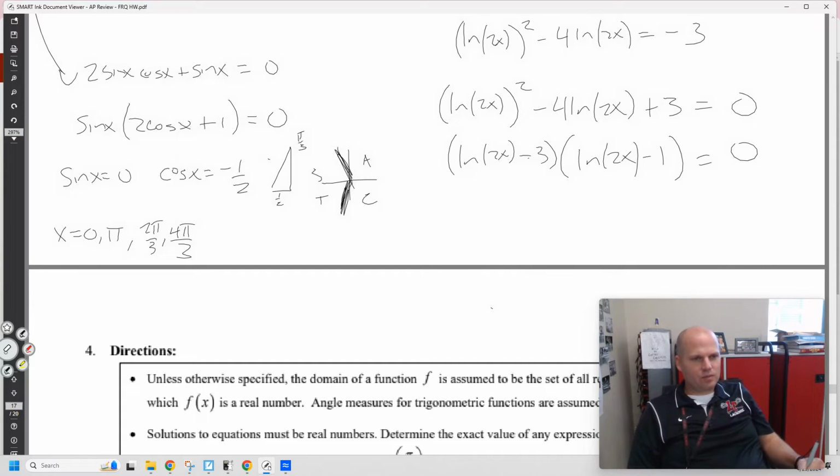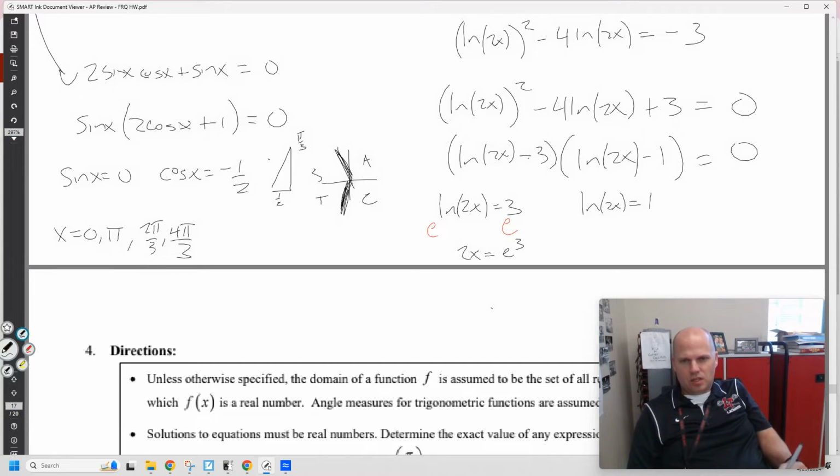Okay, so that's when log 2x equals 3. That's when log 2x equals 1. Take e to the power of both sides. 2x equals e cubed. X equals e cubed over 2. 2x equals e. X equals e over 2. Woo!